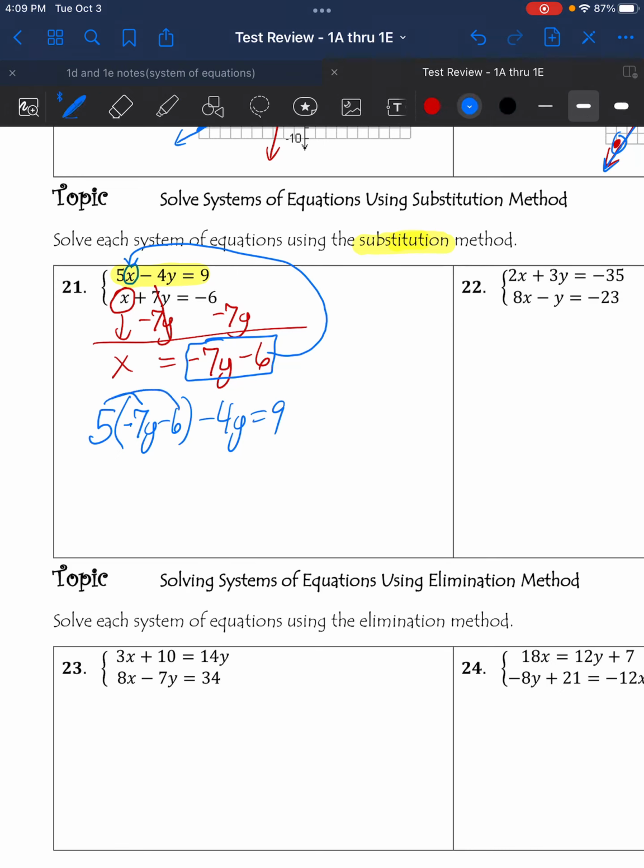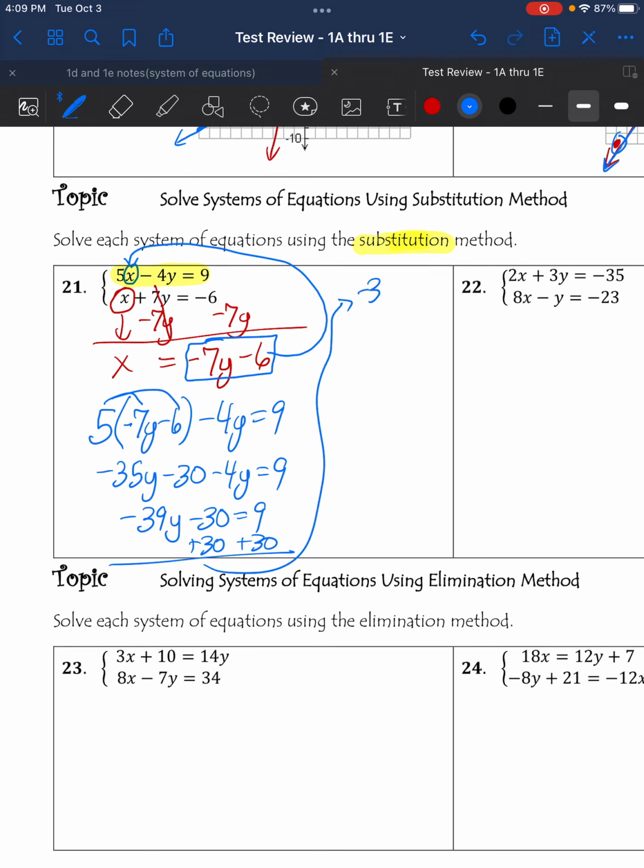To solve, I'm going to distribute: negative 35y minus 30, subtract 4y equals 9. Negative 35y minus 4y is negative 39y minus 30 equals 9. Add 30. Negative 39y equals 39. Divide by negative 39 to get the y by itself. And our y value is going to equal negative 1.